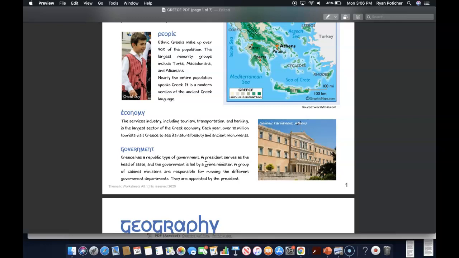In terms of government, Greece has a republic type of government. A president serves as the head of state, and the government is led by a prime minister. A group of cabinet ministers are responsible for running the different government departments, and they are appointed by the president.